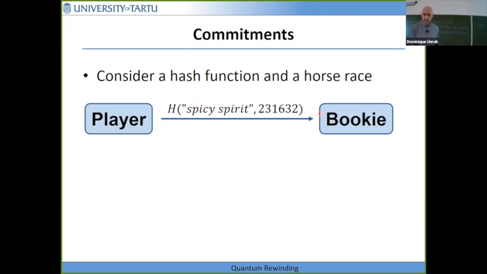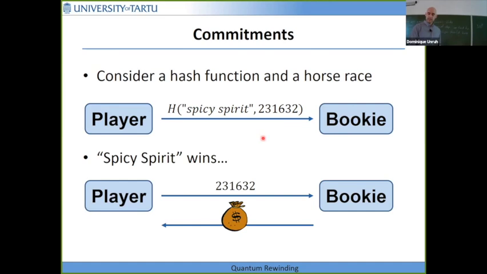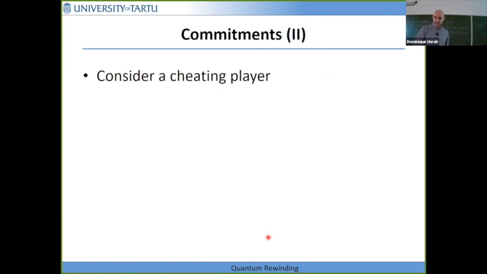So the player sends this to the bookie. Now the horse race happens, Spicy Spirit wins. The player sends the randomness, the bookie can check that hash of Spicy Spirit and that randomness is indeed the message from earlier, and the bookie sends back the money. Here, a bag of Bitcoins or something. Okay, that's the honest case.